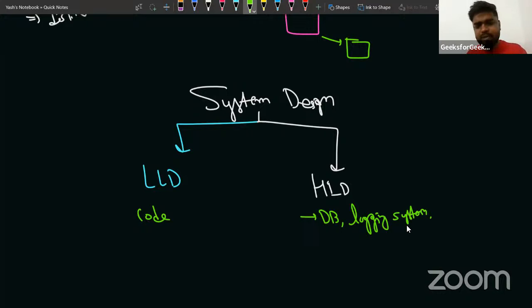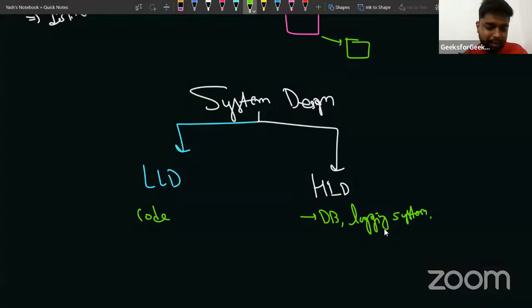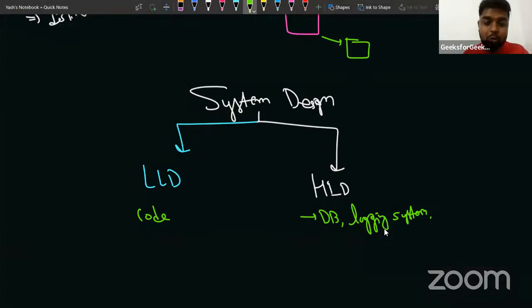How the components are going to interact with each other, and a lot of things can be there. What kind of DevOps you are going to use, what kind of languages you are going to use, how much downtime you can tolerate, and all those things. So a lot of details are there in high level design, obviously.